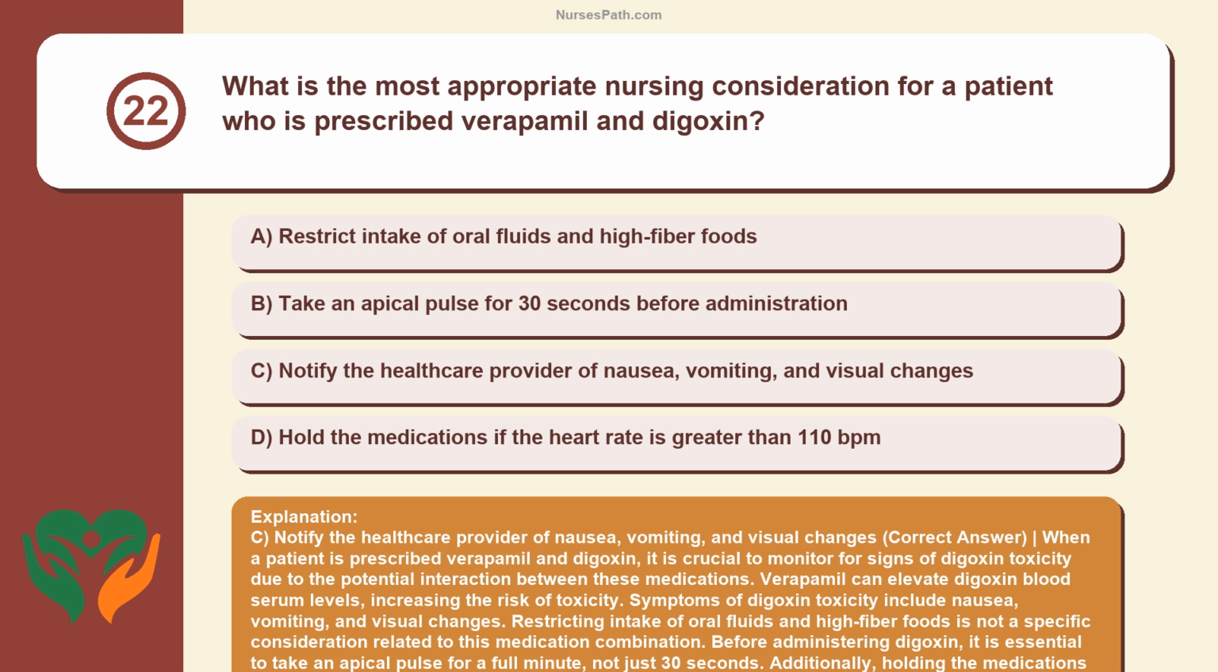When a patient is prescribed verapamil and digoxin, it is crucial to monitor for signs of digoxin toxicity due to the potential interaction between these medications. Verapamil can elevate digoxin serum levels, increasing the risk of toxicity. Symptoms of digoxin toxicity include nausea, vomiting, and visual changes. Restricting intake of oral fluids and high-fiber foods is not a specific consideration related to this medication combination. Before administering digoxin, it is essential to take an apical pulse for a full minute, not just 30 seconds. Additionally, holding the medications if the heart rate exceeds 110 BPM is not a typical response to the combination of verapamil and digoxin, which can cause bradycardia rather than tachycardia.